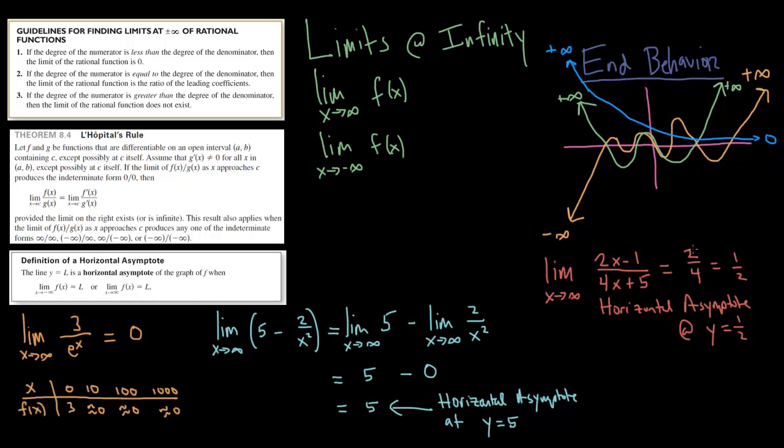2x over 4x reduces to 2 over 4, which reduces to 1/2. So when you're dealing with rational functions, it's just important to realize that the highest power of x is going to dominate the numerator and then dominate the denominator. That's why in our guidelines we're saying look at the degree. Remember, the degree is the highest power of x. That's what we're looking at here: the highest power of x on the numerator and denominator. Again, these rational functions are really easy to deal with.